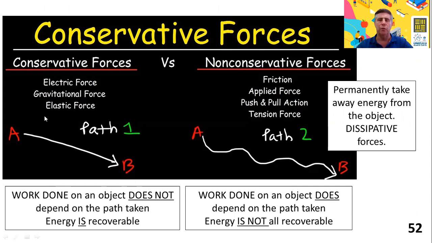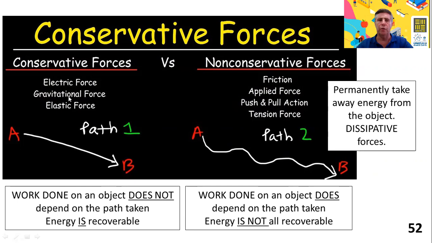Remember, conservative forces, the example you'll come up with most often is gravity. And in that case, the work done on an object doesn't depend on the path taken. If you lift something up, it doesn't matter if you lift it straight up or take it up a ramp, the path is not important and the energy is recoverable. Non-conservative forces, the most common example you'll find is friction. The path does matter and the energy is not recoverable because it's changed into unusable forms. That's why we call these forces dissipative forces. They dissipate or permanently take away energy from the object.